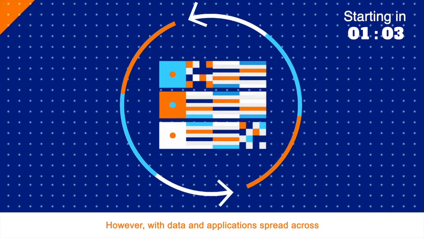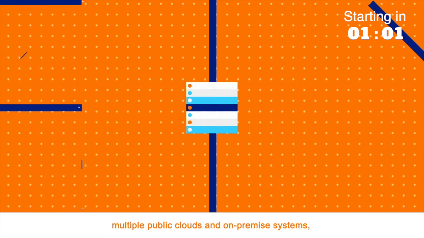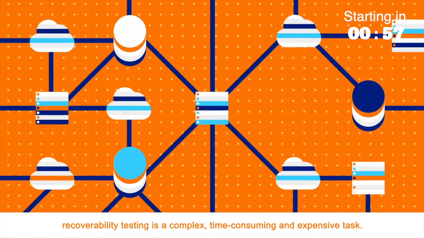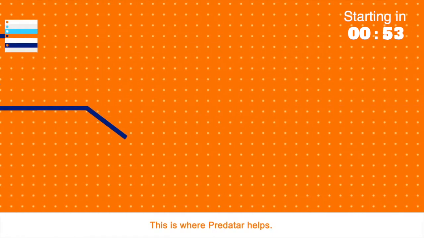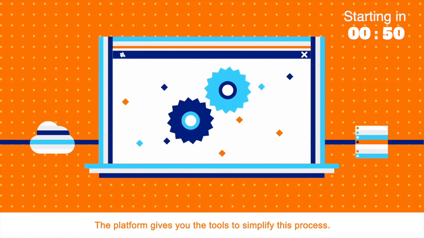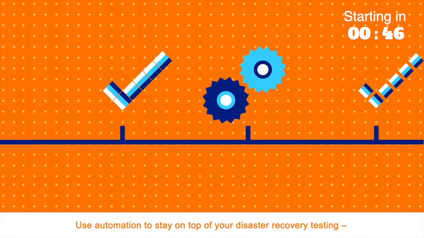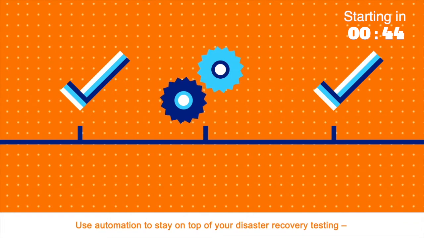However, with data and applications spread across multiple public clouds and on-premise systems, recoverability testing is a complex, time-consuming, and expensive task. This is where Predator helps. The platform gives you the tools to simplify this process. Use automation to stay on top of your disaster recovery testing with zero manual intervention.